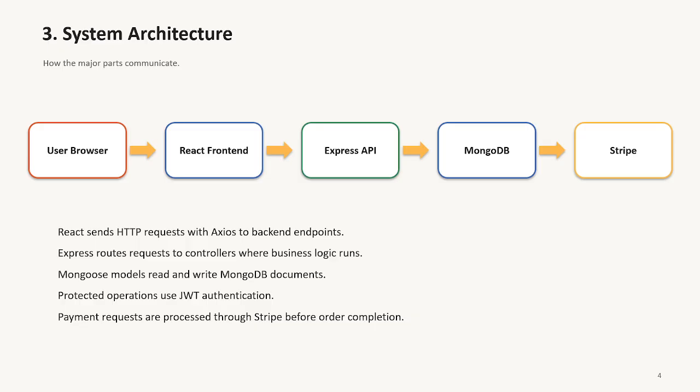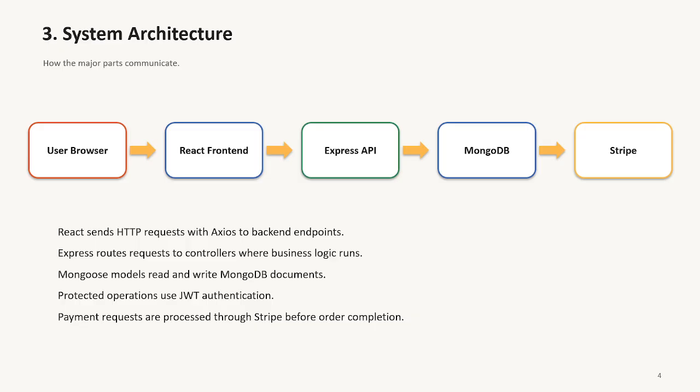If the customer is making a payment, the backend sends the payment request to Stripe. Stripe securely processes the payment and returns the payment status. Finally, the backend sends a JSON response back to React. React updates the web page immediately. The entire process takes only a few seconds.